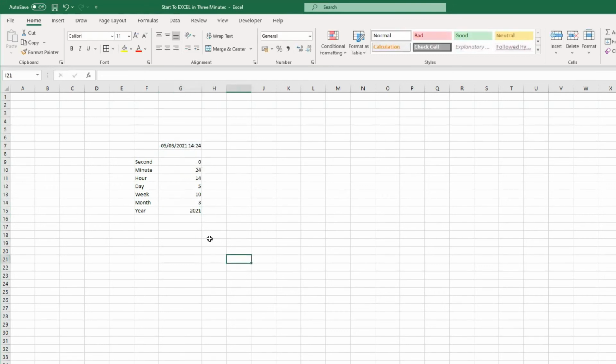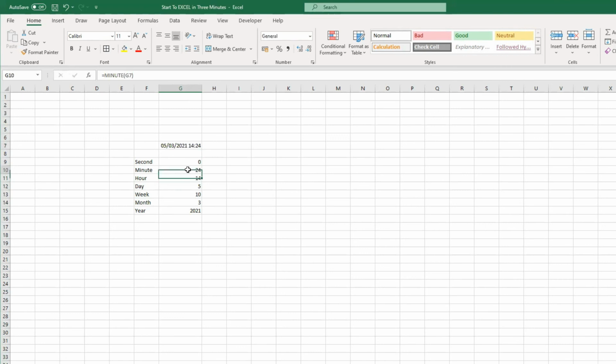So now let's validate the output with the given data. So year is 2021, that's fine. Month is March, and week number is 10 here, which is not visible here, but still we can extract it. And day is 5, that means 5th of March, that's correct.